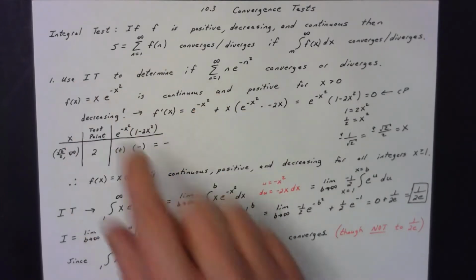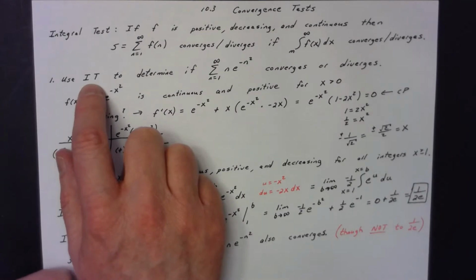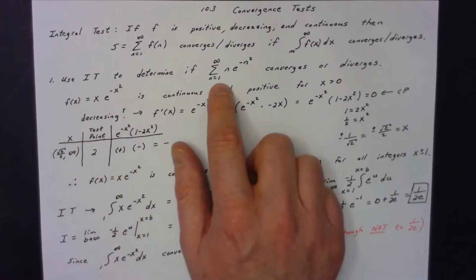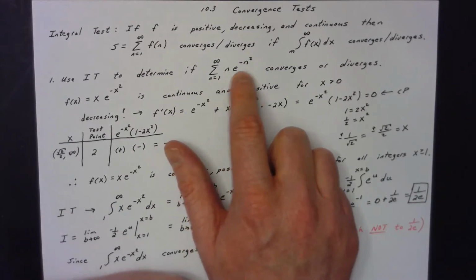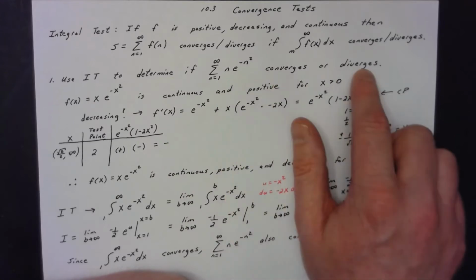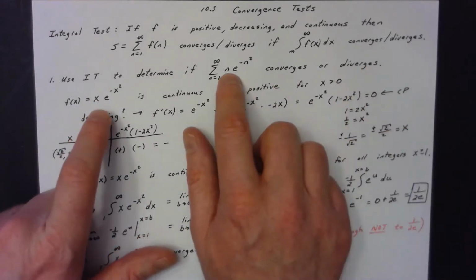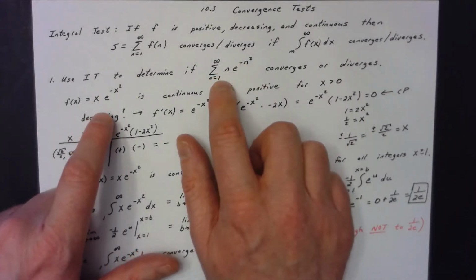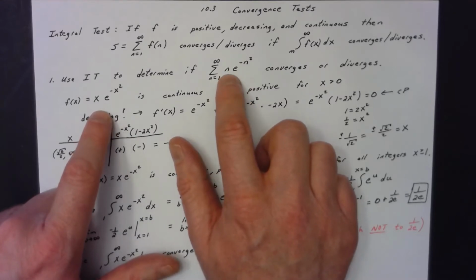Let's show how that works within a problem. Anytime I'm asking for integral test, I'll always abbreviate it with capital IT. Use the integral test to determine if the series from 1 to infinity of n e to the negative n squared converges or diverges. Remember, you cannot put the n's down here because n is only for integer values, or counting values of n. So this is only valid for n equals 1, 2, 3, 4, 5, and so forth.